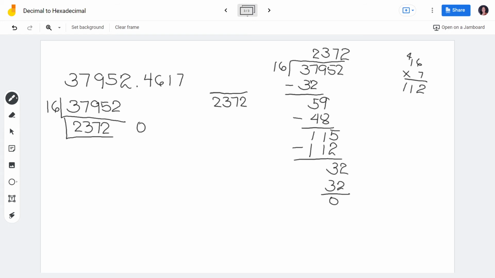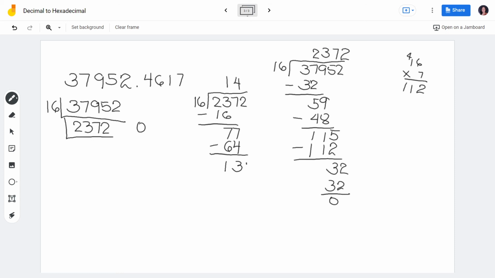Next, 2372 divided by 16. So 23 divided by 16 is 1. 1 times 16 is 16. Of course, 23 minus 16 is 7. Then in 77, 16 times 5 is 80, so it will be 4. 4 times 16 is 64. So 77 minus 64 is 7 minus 4 is 3. 7 minus 6 is 1.